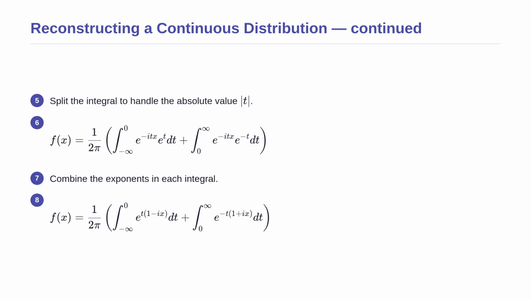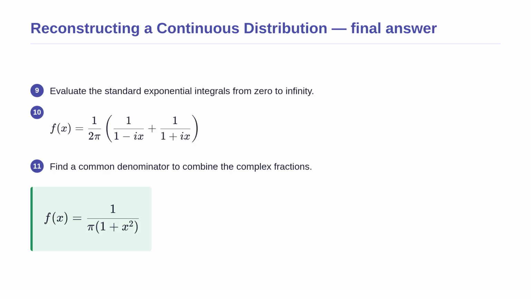Next, we combine the exponents in each integral. In the first integral, we factor out t, and in the second, we factor out negative t. We now have standard exponential integrals ready to be evaluated. Let us finish the reconstruction.